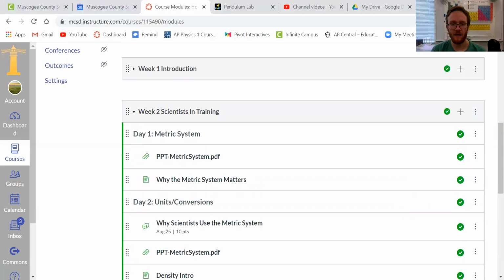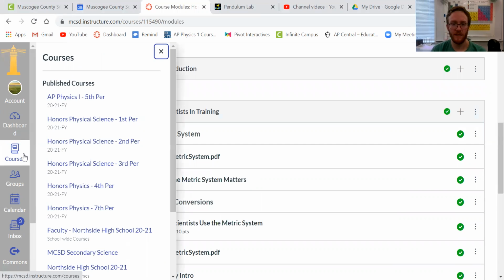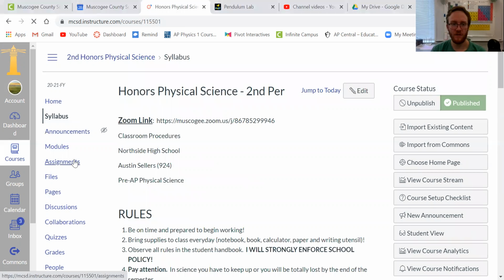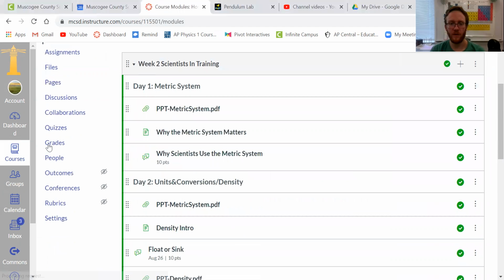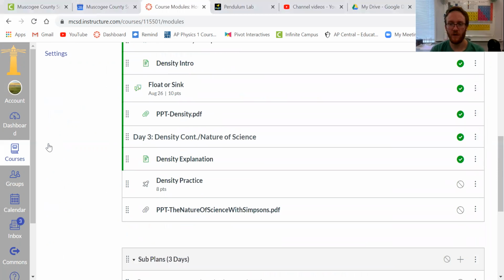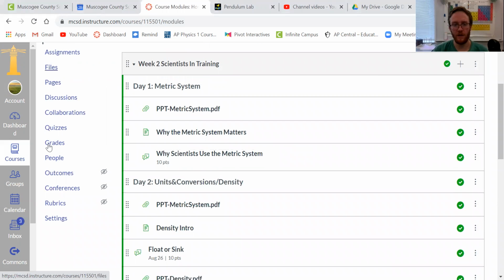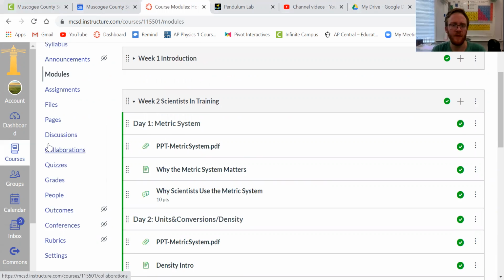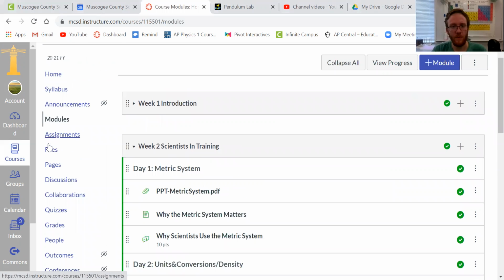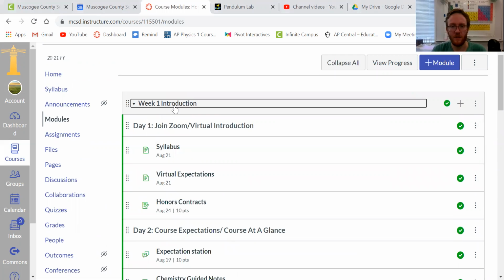And for any other class, if I have your student for maybe second period, we are going to have just 3 days. So depending on which class they have with me, they'll either have 3 days or 4 days, but each of those days are very clearly laid out for them in the modules and quite clearly discussed in the modules or in the Zoom session that we have every day. Some of the things that I'd like you to be aware of as we make it through these first few weeks is what's expected of your student.